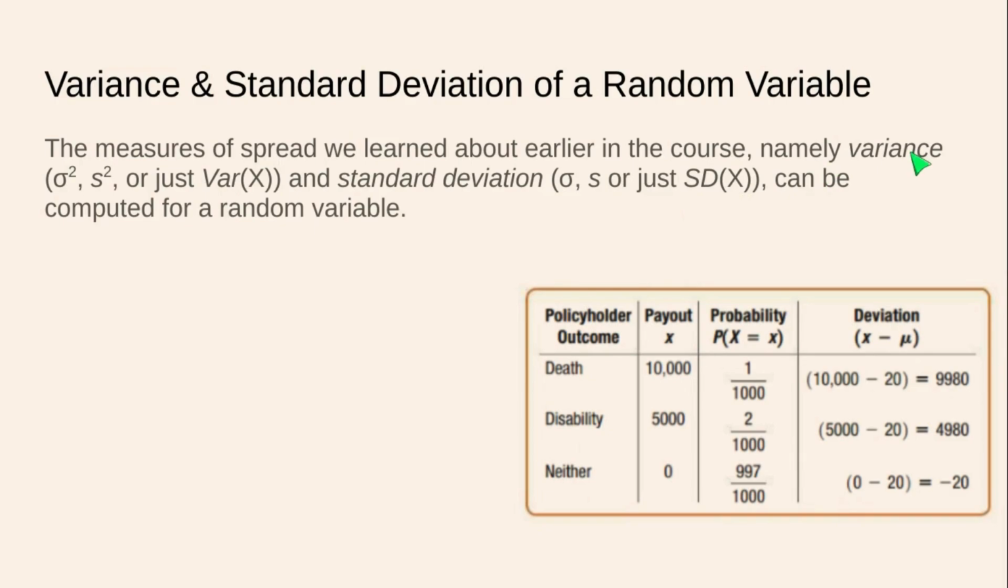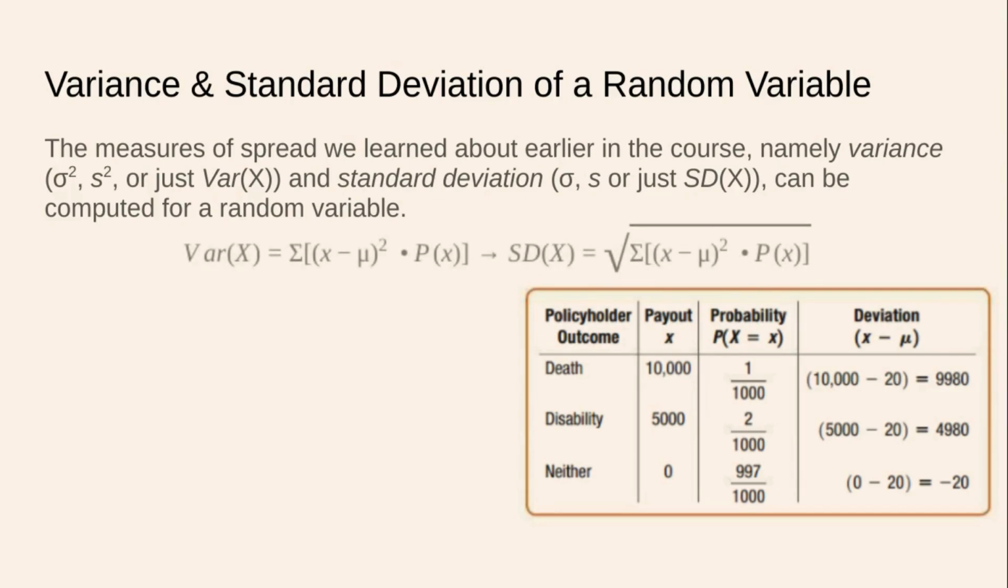So variance and standard deviation can be computed for a random variable. So not only do we know, using the expectation or the mean, what value on average the random variable is going to give, but we can also say something about how variable the outputs of the random variable are going to be.